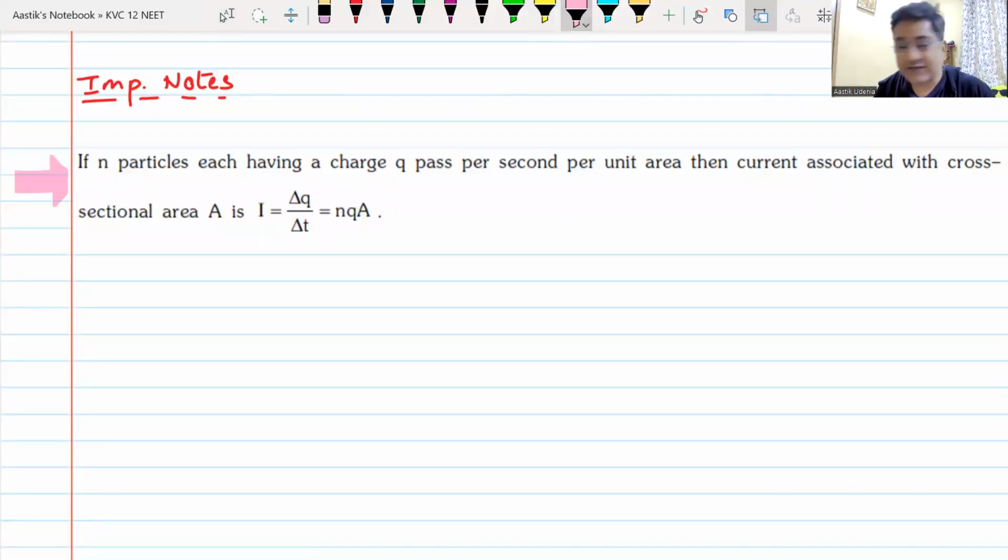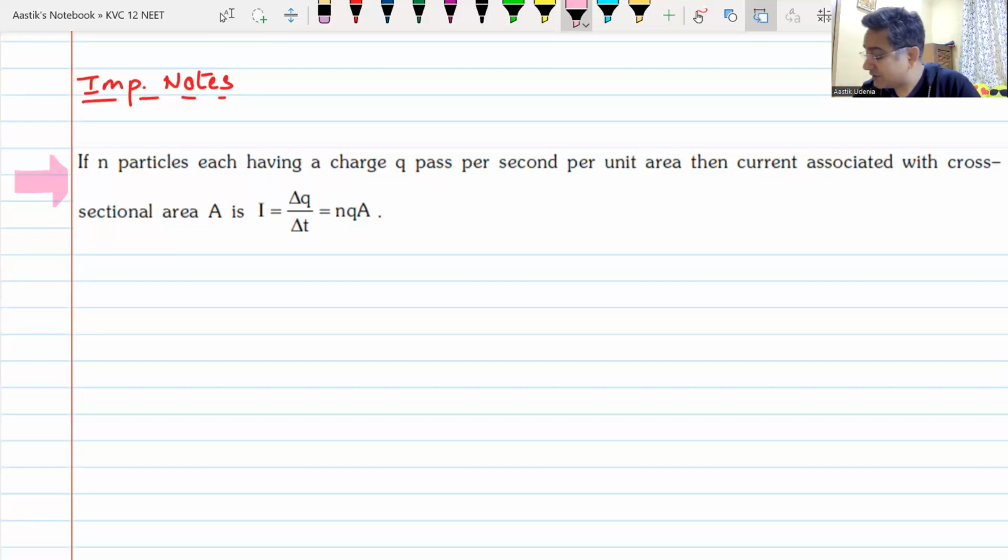If n number of particles, and normally these particles are going to be your electrons. Anyone knows how much is the charge of an electron? 1.6 into 10 to the power of minus 19. Yes. So if n number of electrons are passing per unit time, your charge will become the total charge. So your current will become total charge divided by total time.